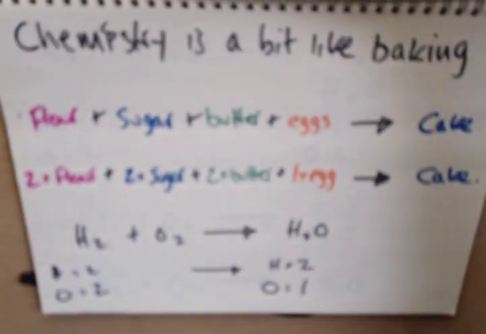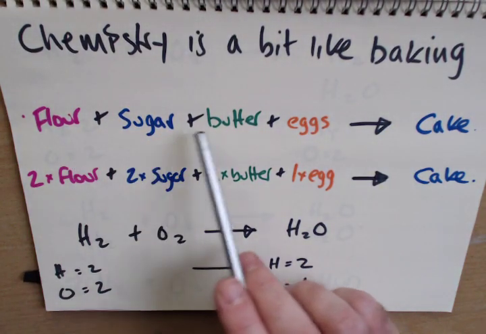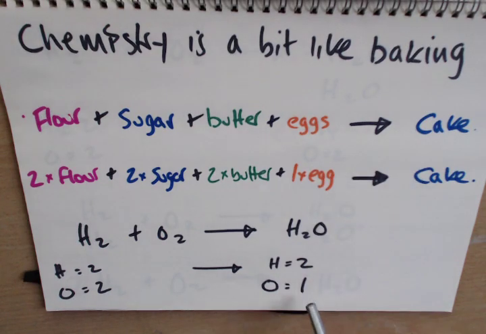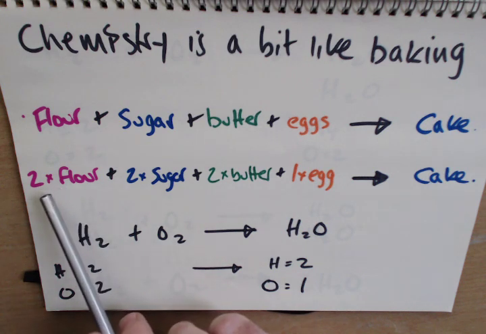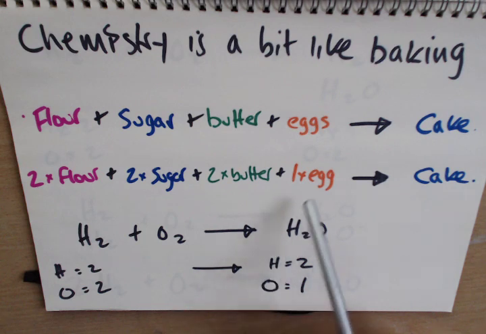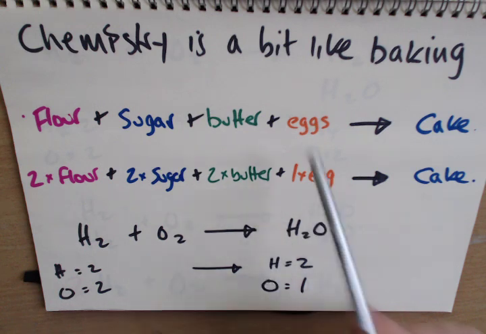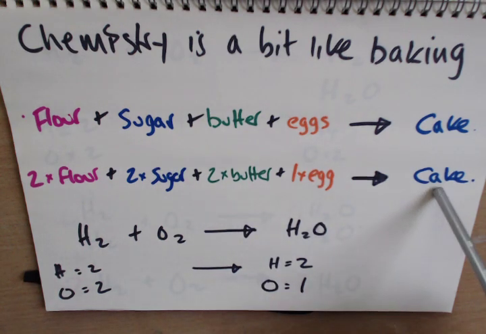Now, chemistry is a bit like baking. If you're baking a cake, you've got flour plus sugar plus butter plus eggs, and it comes to a cake. However, you don't do it all at the same quantity. For every 2 of flour, you need 2 of sugar, 2 of butter, and 1 egg. So 2 ounces of flour, 2 ounces of sugar, 2 ounces of butter, and 1 egg. Mix those together and you get a cake.